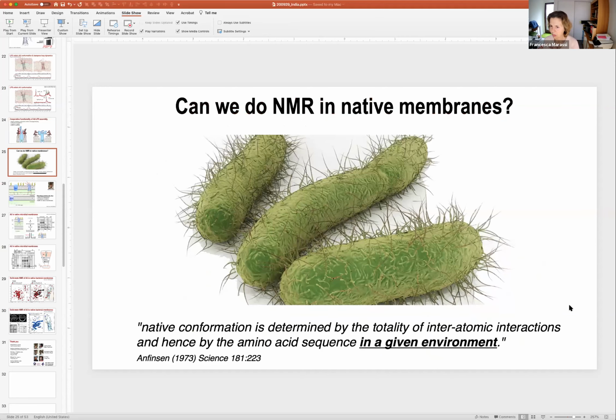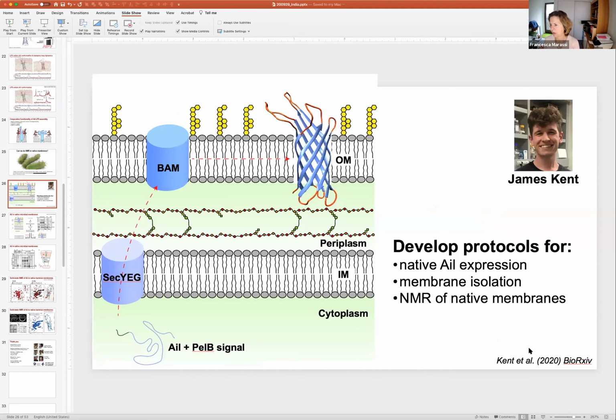Okay, so where we really want to be is in a cell membrane. The question is, can we do NMR in native membranes? And you know, the new area of in situ NMR is advancing and very exciting. The reason it's important, of course, is that we want to study these interactions in the native environment. And so the recent work of James Kent, I will show you, is really showing that yes, one can do this for this specific system of Ail in the outer membrane.